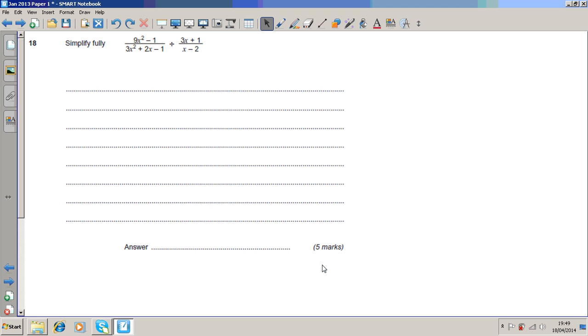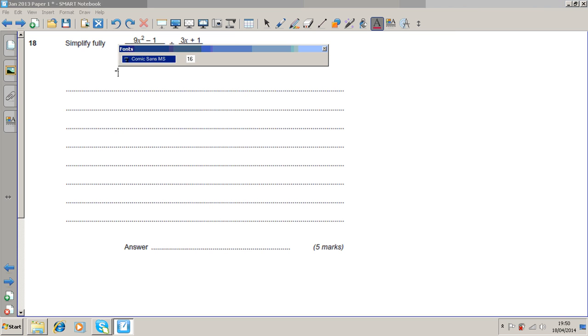Simplify fully. 9x squared minus 1, and so on. So there's a couple of things we need to do here. Firstly, you need to know that when you're dividing fractions, you flip your second one over, so you make the reciprocal of the second fraction and you change it to a multiplying. And then we need to do some factorising on these as well. So we'll do the division bit first.